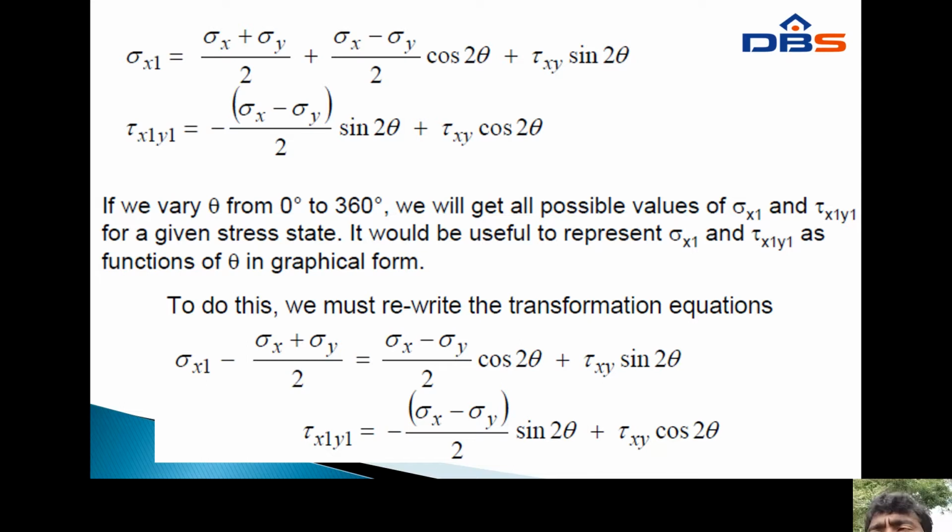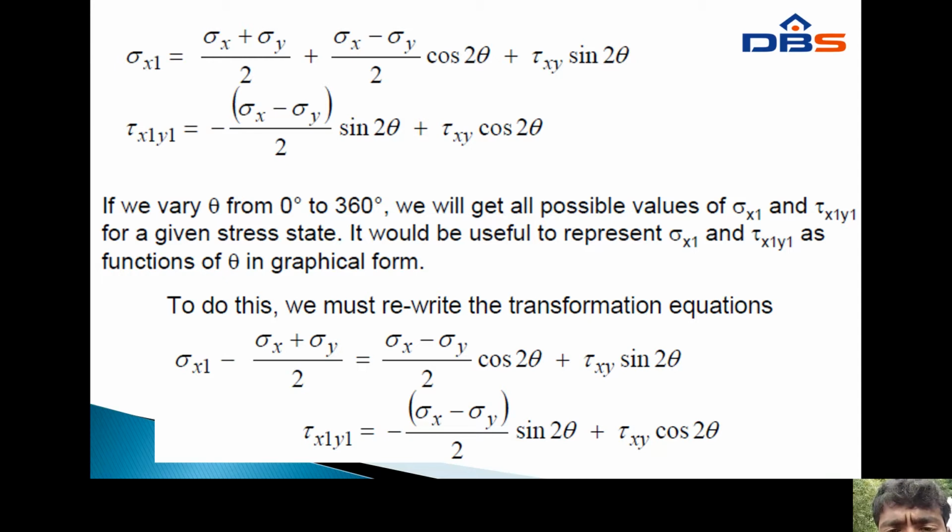Plane stress equations. The equations for the normal stress and shear stress are sigma x1 and tau x1 y1, where tau x1 y1 is the shear stress on the principal planes. If we vary theta from 0 degrees to 360 degrees, with theta taking values between 0 and 360, we will get all the values of sigma x1 and tau x1 y1 for the given plane stress state.